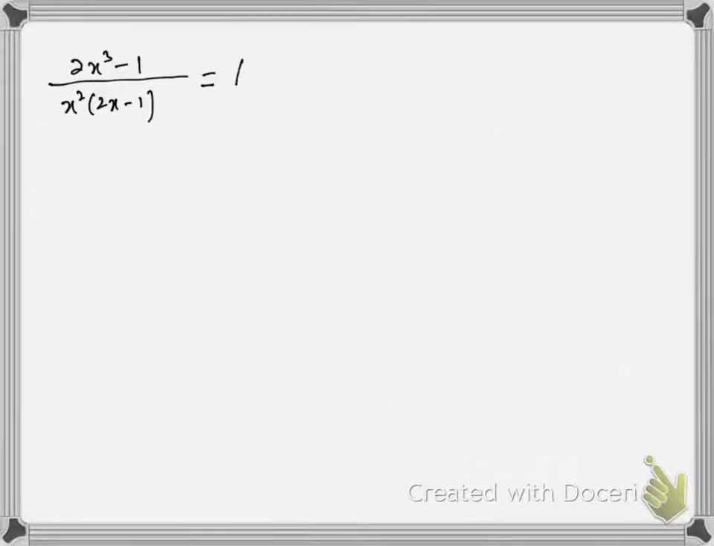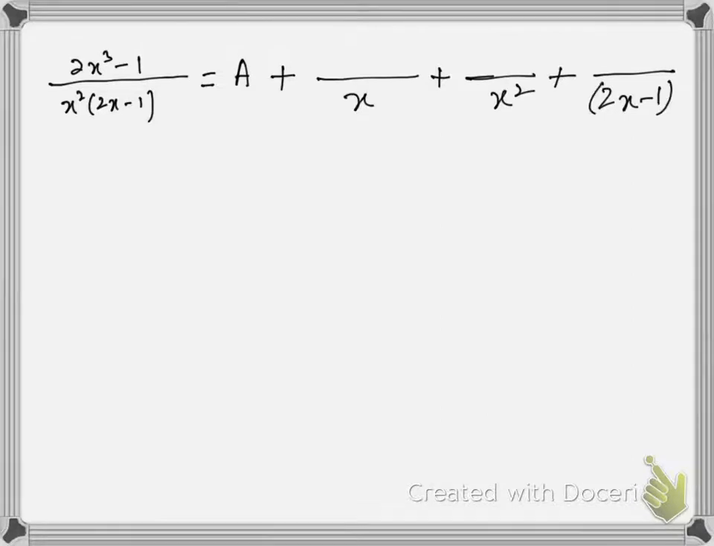Since the fraction is improper, it must start with a constant. We have two factors in the denominator: a repeated linear factor and a linear factor. So we have to write the repeated linear factor twice: x² and 2x − 1. Since all the factors are linear, we must have constants in the numerators of these fractions.